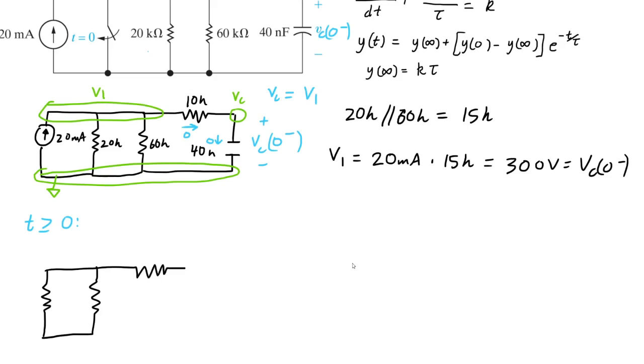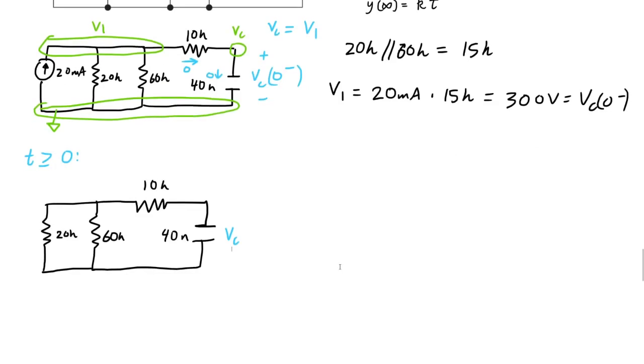Okay, so now we have this circuit. Here's a 60K, here's a 20K, and here's a 10K, here's 40 nanofarad, and VC0 minus, or VC0, is going to be 300 volts. Okay, so now we have our circuit, and there are no independent sources here. The capacitor is charged, so it's going to discharge into this network.